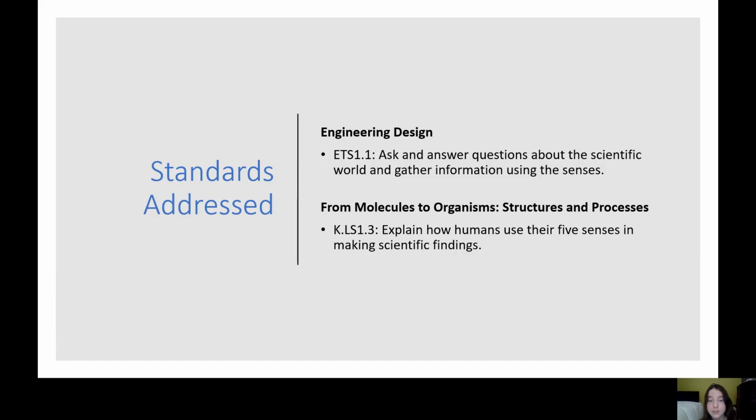There are two standards that my teaching tool addresses. The first one is focusing on the topic of engineer design. It's ETS 1.1 and it says ask and answer questions about the scientific world and gather information using the senses. The second one focuses on the topic of molecules to organisms, structures, and processes, and it is KLS 1.3. It says explain how humans use their five senses in making scientific findings.